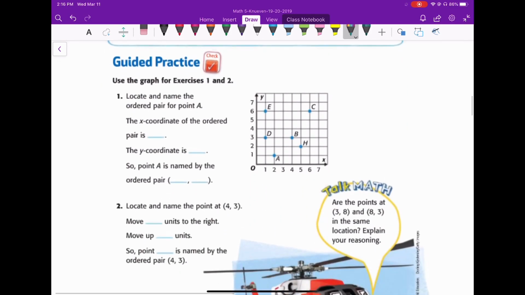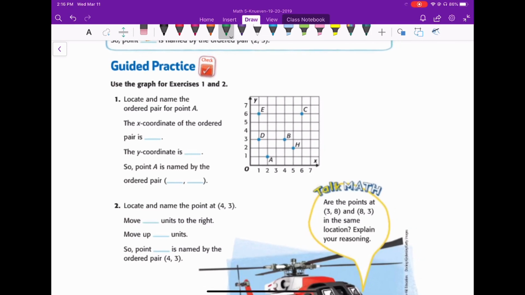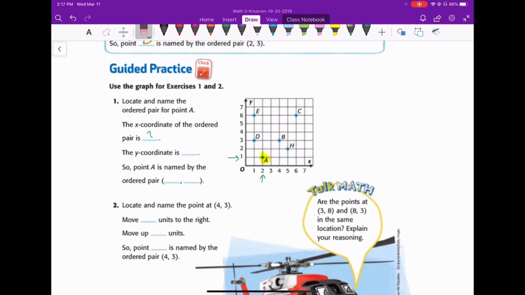Let's do another. So locate and name the ordered pair for point A. All right, well, let's first find A. So A is right here. I'm going to identify, well, I see it's at 2 for my x, and it's at 1 for my y. So the x-coordinate is 2, the y-coordinate is 1, so we would write that as 2, comma 1.